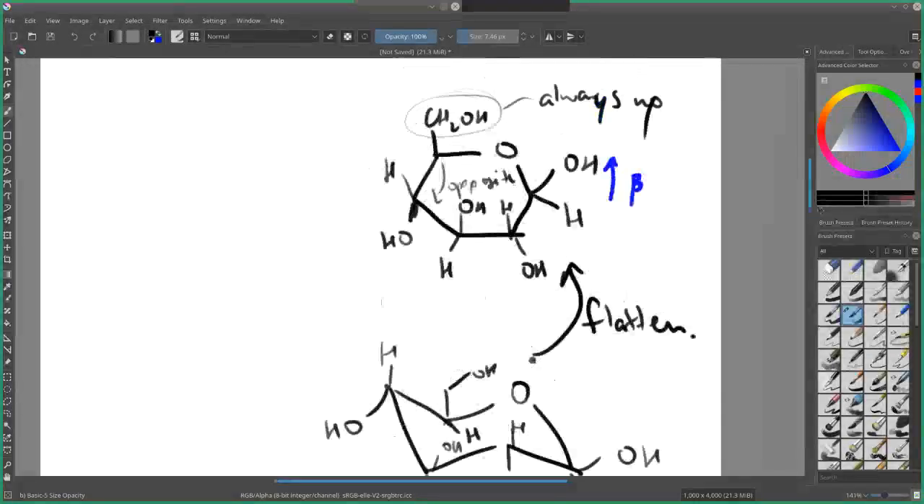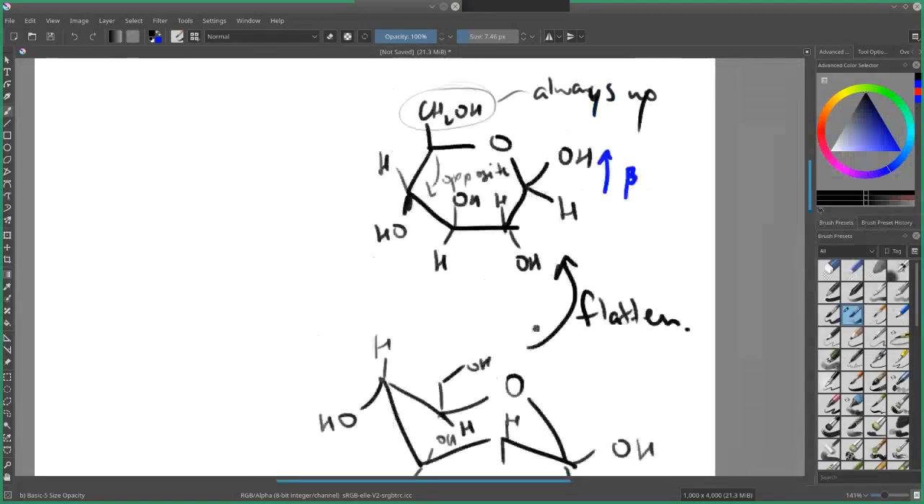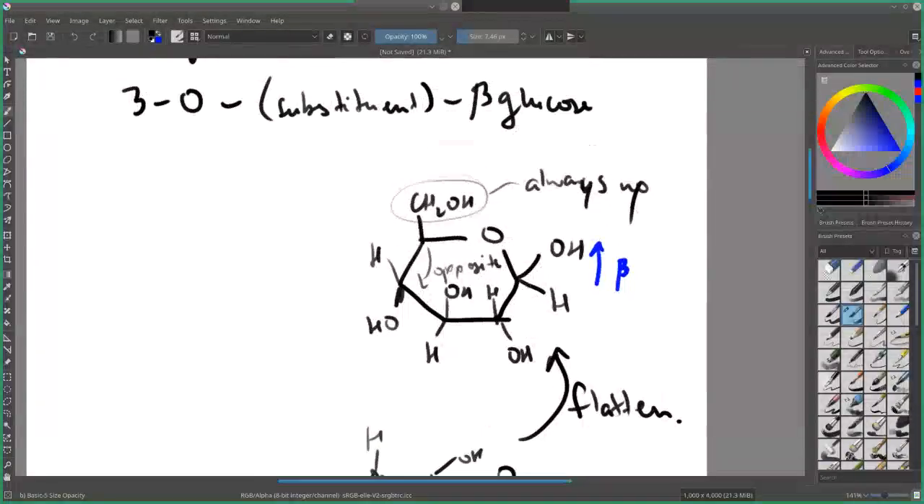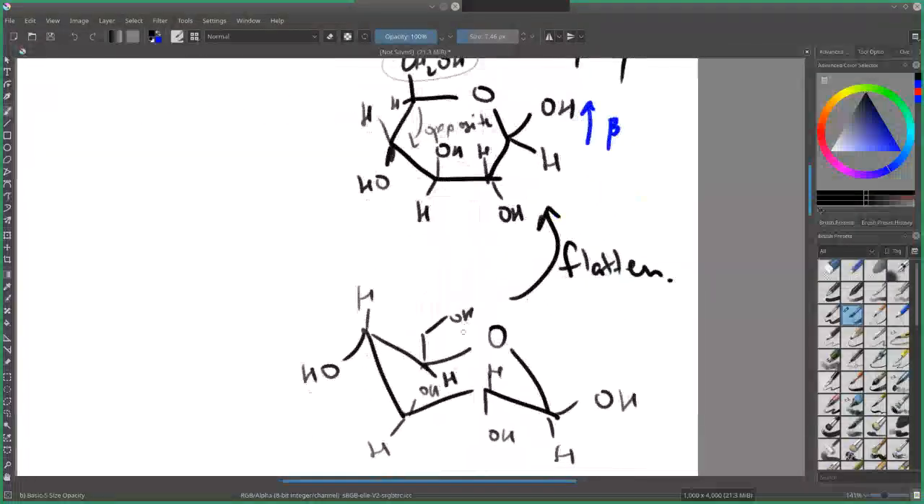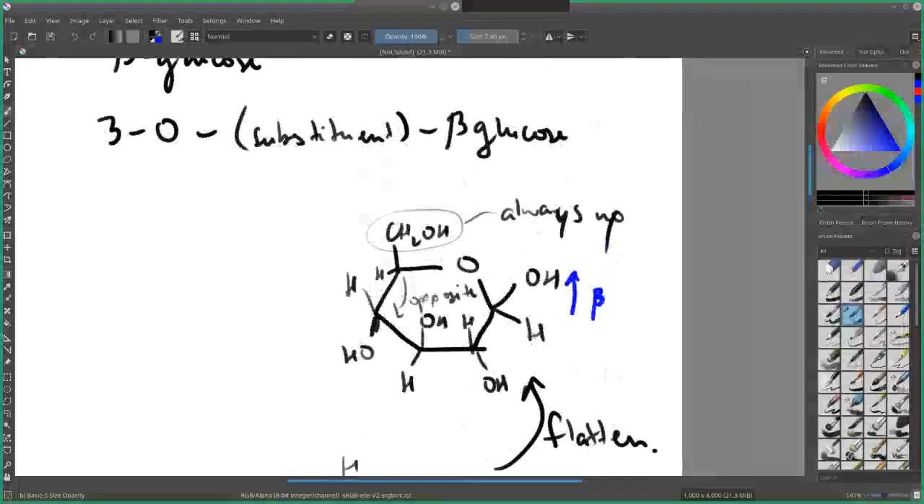So it's up to you. Either one is perfectly okay. The flattened one might be easier to manage all of the things that are being drawn, but you might also find you're more comfortable with the chair configuration. So it's pretty much up to you, I guess.